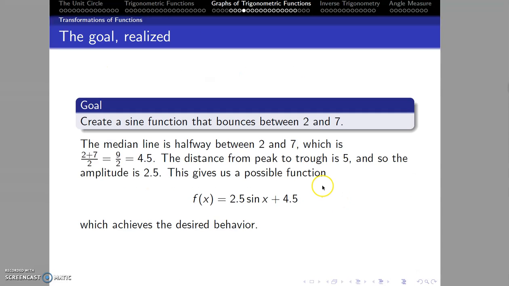Alright, well, enough of that. Let's get to the meat of the matter. I need to bounce between 2 and 7.